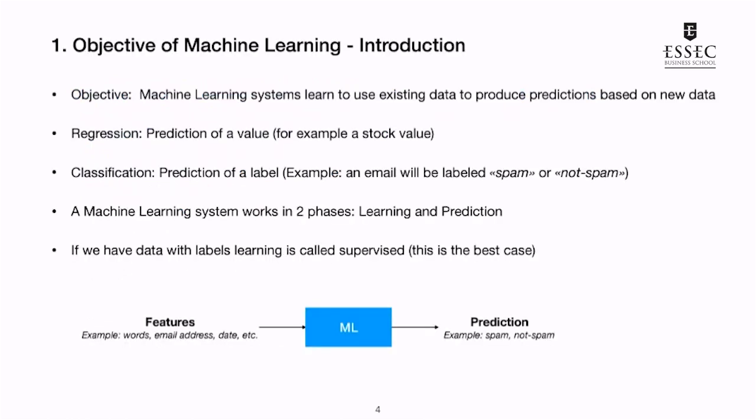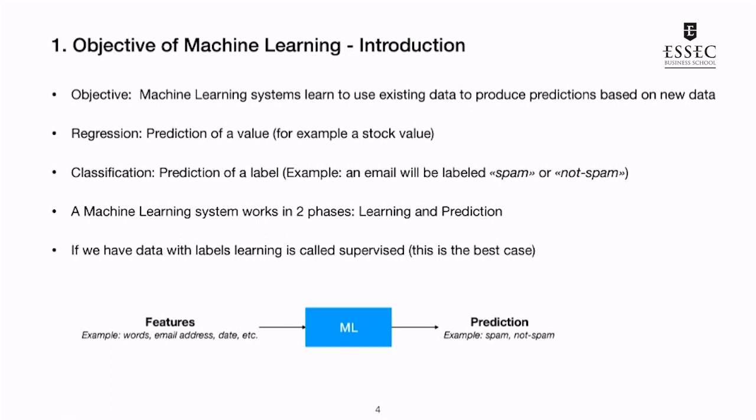Okay, so a machine learning system would take some data that you have, learn out of it, and then use this learning to do predictions based on new data which would come. Here is an example. You want to build a filter in your email to detect spam. So for each email, you would like the system to automatically tell you whether it's spam or not spam.